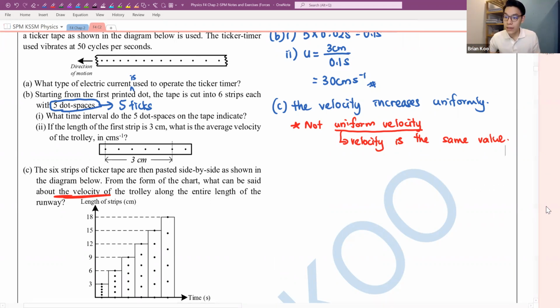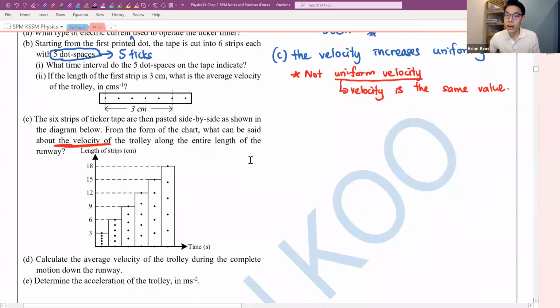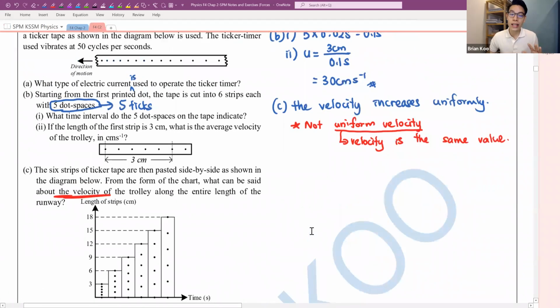Okay, you can see that if the street gets longer and longer, you are getting faster and faster and faster, right? So I don't think that is constant speed. I don't think that is constant velocity or uniform velocity. Uniform velocity means constant speed. The speed is fixed, right? If the velocity at the front and the velocity at the back are different values, that tells you that it's not constant.